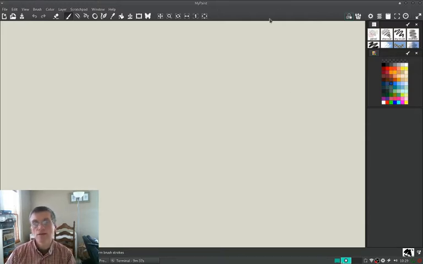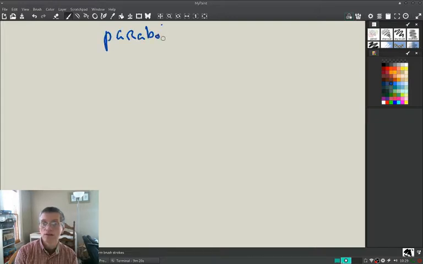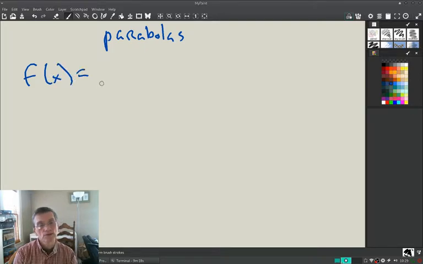Okay. Now with a little refresher on imaginary numbers under your belt, let's move on into parabolas. Parabolas are just the name we give to functions which have an x squared term in there somewhere, and is their largest power of x.